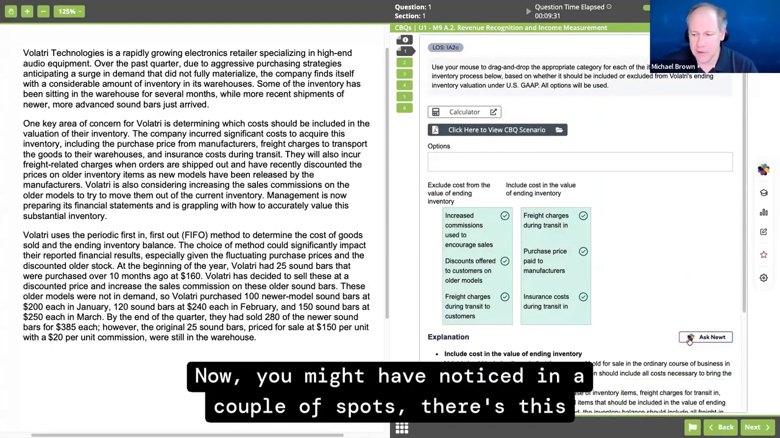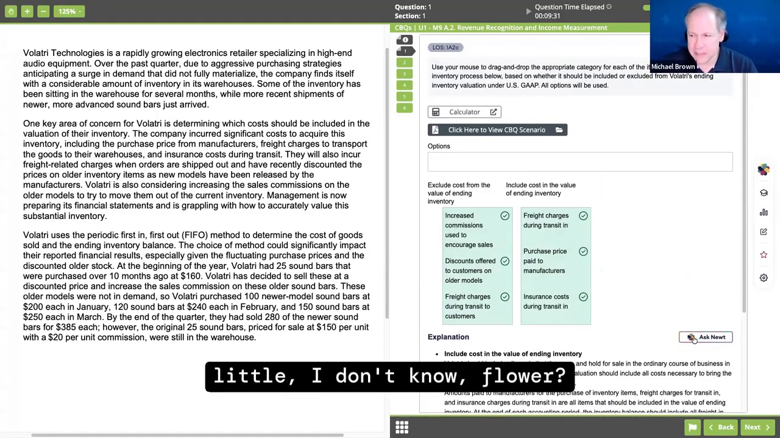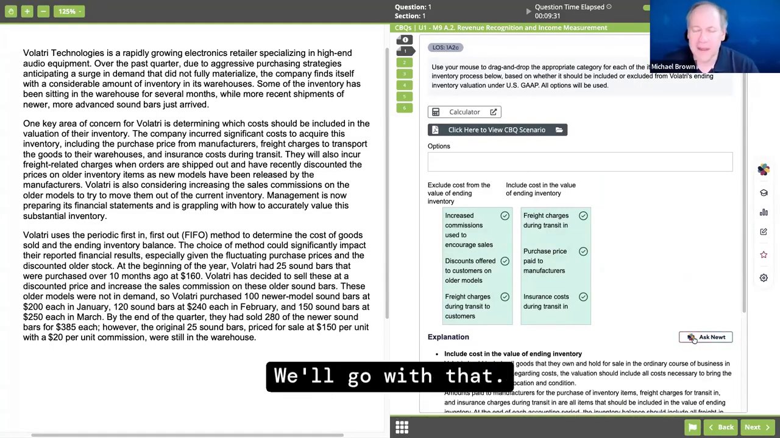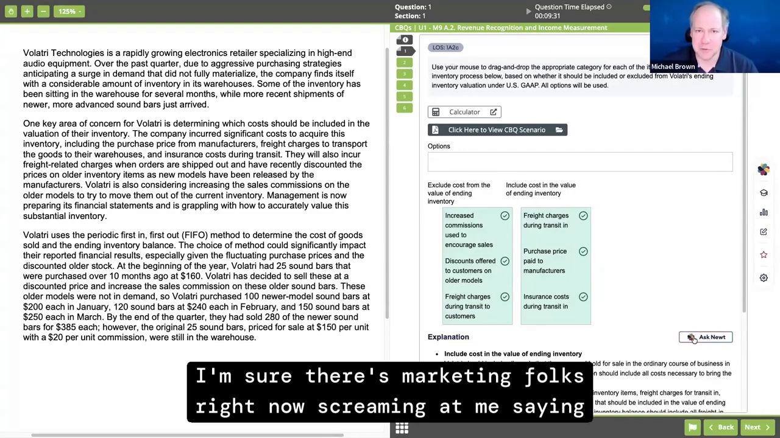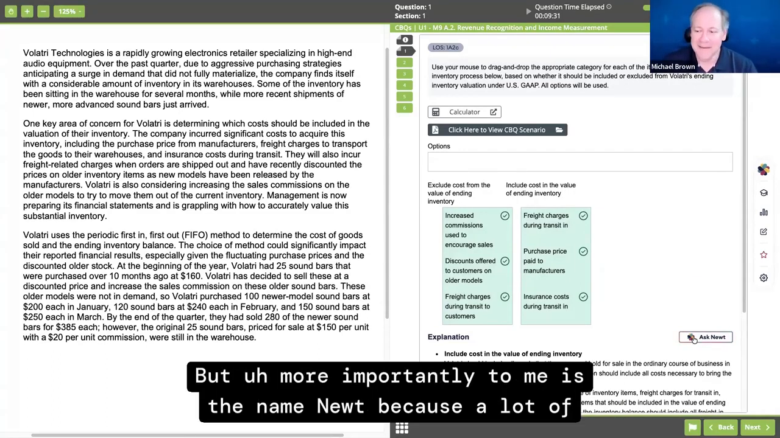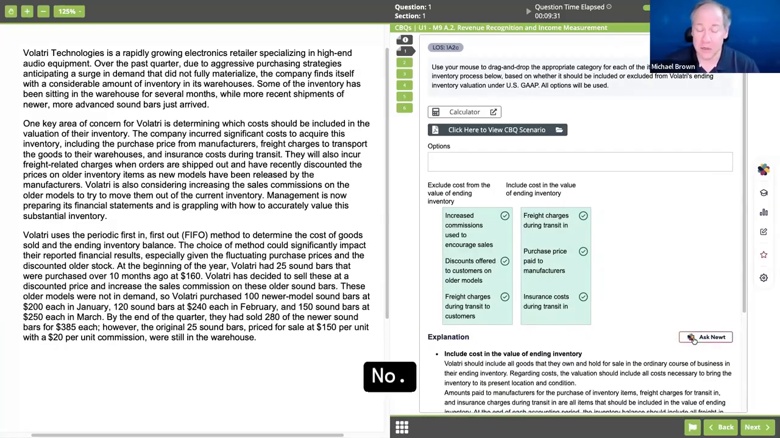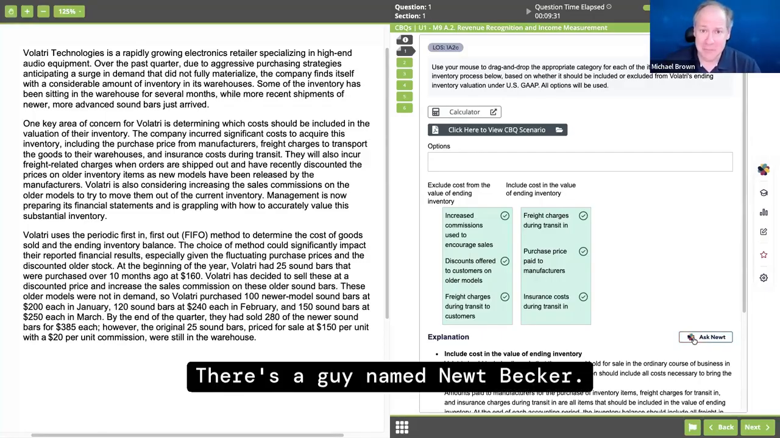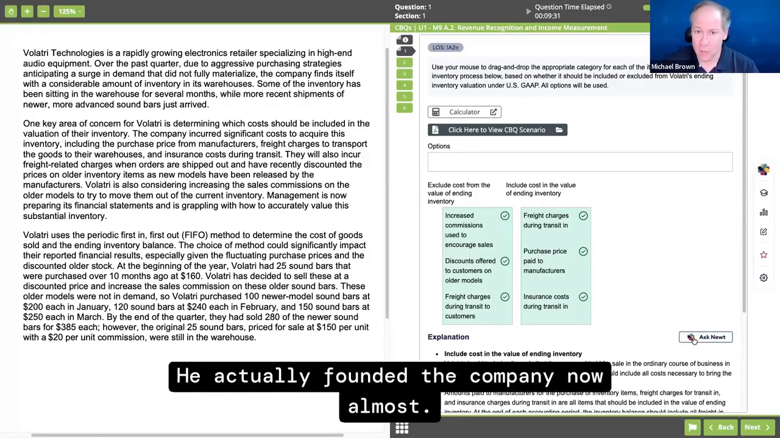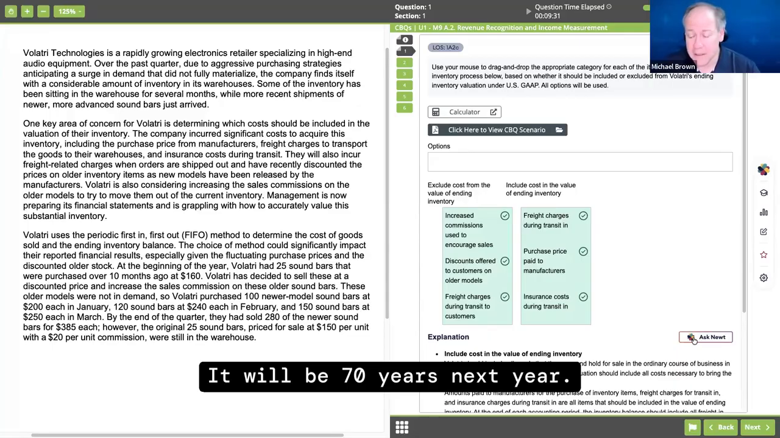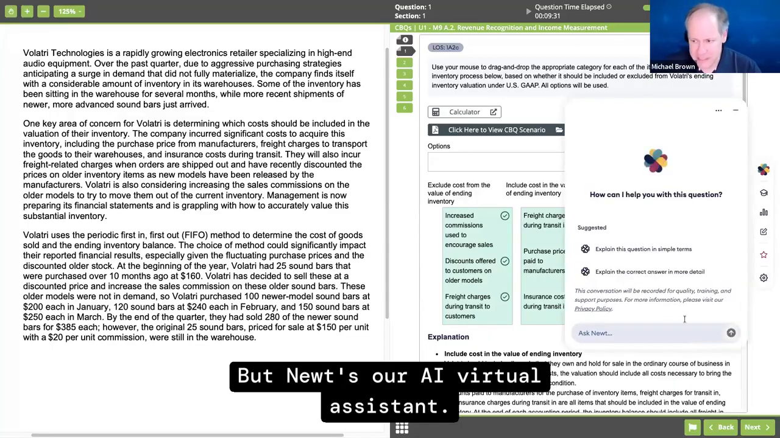Now, you might have noticed in a couple of spots, there's this little flower? We'll go with that. I'm sure there's marketing folks right now screaming at me saying that's not what it is. But more importantly to me is the name, Newt, because a lot of folks are like, what, like the lizard or amphibian? No. There's a guy named Newt Becker. He actually founded the company, now it will be 70 years next year. But Newt's our AI virtual assistant.